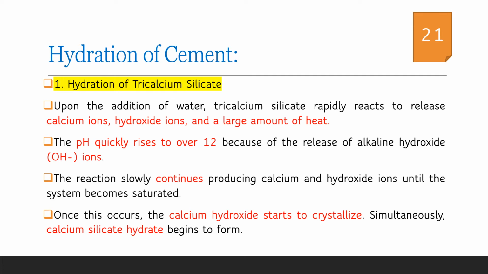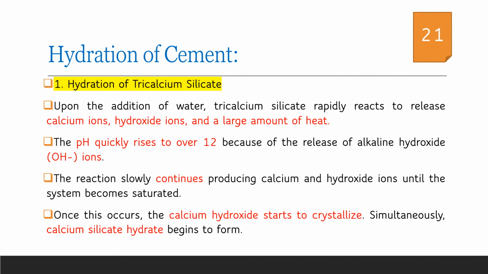Addition of water to cement causes tricalcium silicate to rapidly react and release calcium ions, hydroxide ions and a large amount of heat. Liberation of alkaline hydroxide ions causes the pH to rise over 12, that is, the concrete is maintained in the alkaline mode. The reaction slowly continues producing calcium and hydroxide ions until the system becomes saturated.